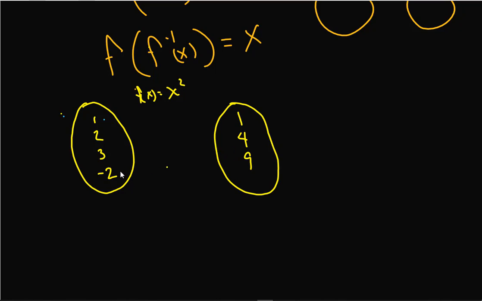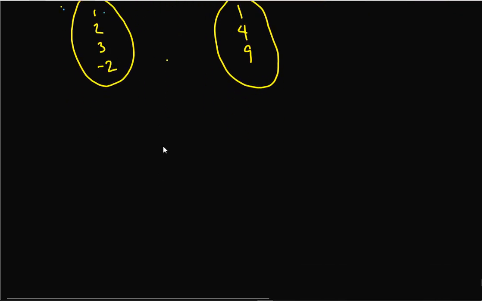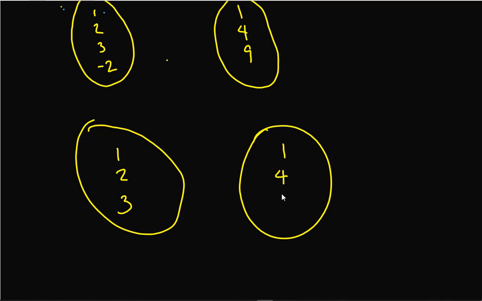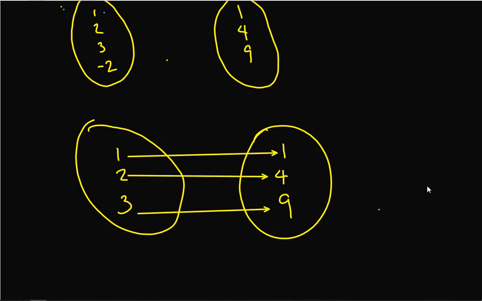Okay, so this function, we already said, is not going to have an inverse because it's not 1 to 1. However, if we limit the domain to only positive numbers, then we don't have a problem. So let's have just 1, 2, 3, and over here we can have 1 goes to 1, 2 goes to 4, and 3 goes to 9. So if we limit the domain like this, we don't have that problem, and we have this function.